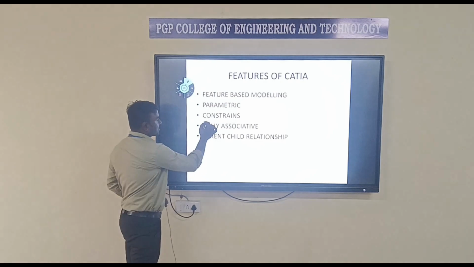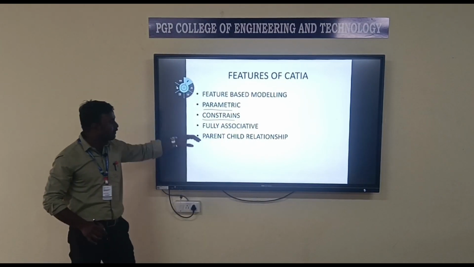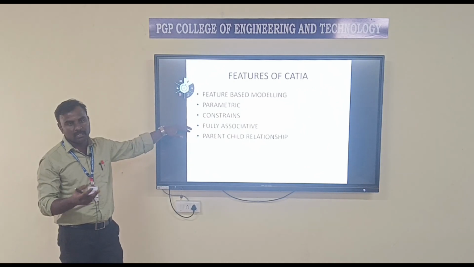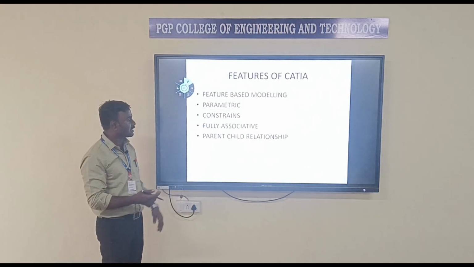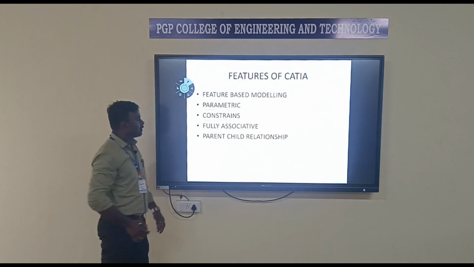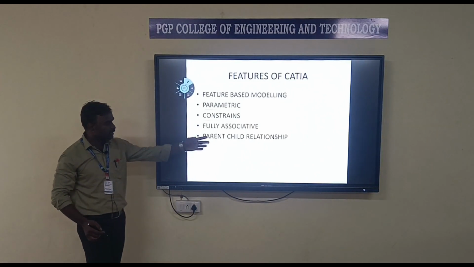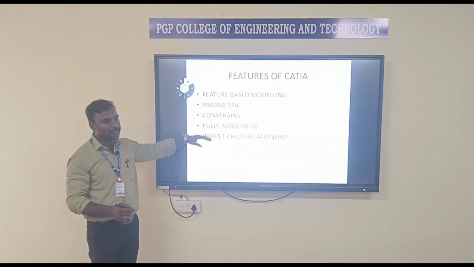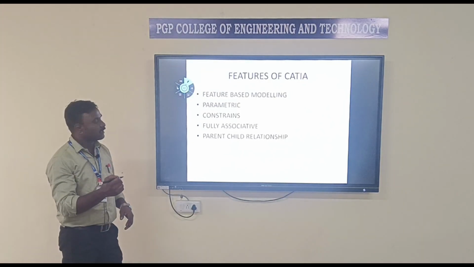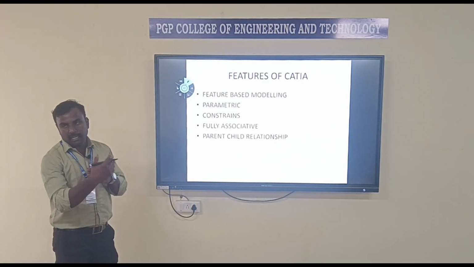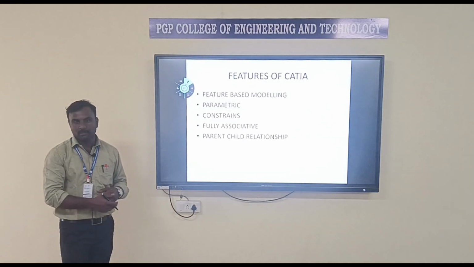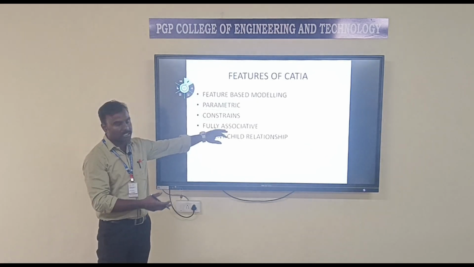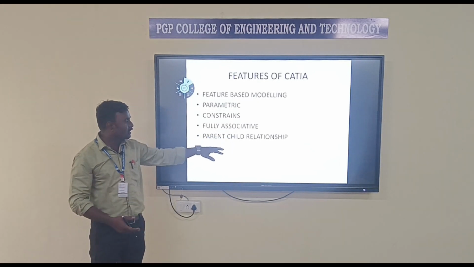Next one is constraint. Constraint will ensure the shape and exact position of the component, or the position of the drawings and sketches. There are a number of constraints, so we will discuss them on the next slide. Fully associative means in the final assembly, if you change one parameter, it will automatically change the other assembled components. If you are assembling four or five components and change one dimension, it will associate with the other components. Next one, parent-child relationship.